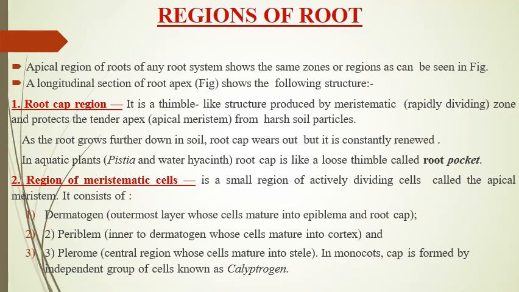Regions of meristematic cells. So meristematic region is a small region of actively dividing cells called the apical meristem. It consists of dermatogen, periblem and plerome. In monocot, cap is formed by independent group of cells known as calyptogen.